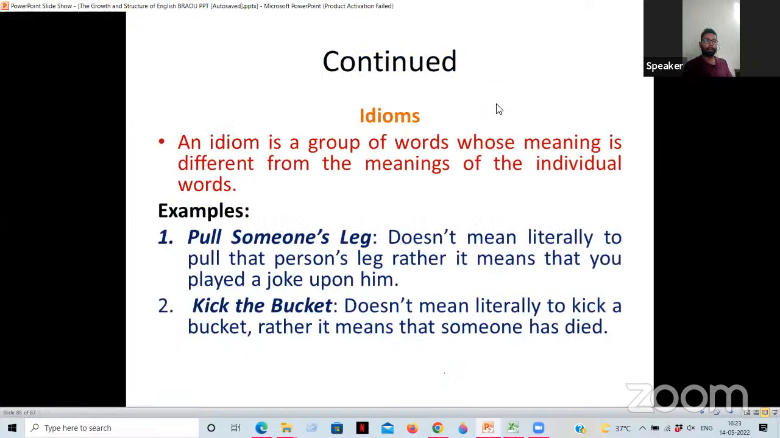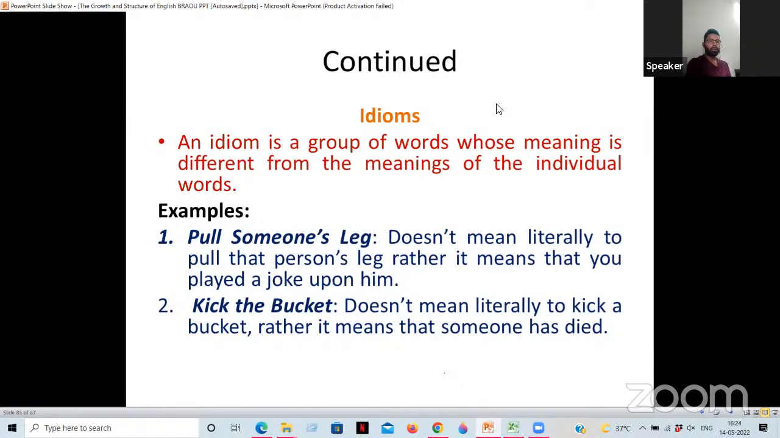So that is idiom. Now idiom is another thing. Now what is an idiom? Idiom is a group of words whose meaning is different from the meaning of the individual words. When we put together two or three words, each of the individual words has its own meaning, but when we put them together to make a phrase, that will have some deeper meaning within it.